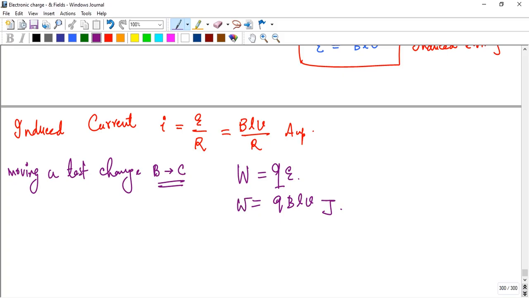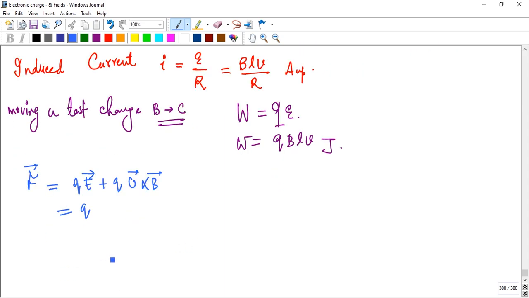Now we consider that there is an electrostatic force and a magnetic force. We get the Lorentz force, that is qE, the electrostatic force, plus qv cross B, the magnetic force. If I combine these two and take q common, that is equal to q(E plus v cross B).